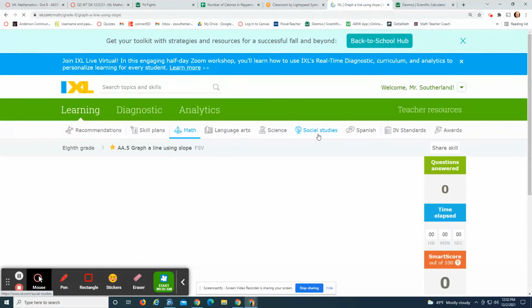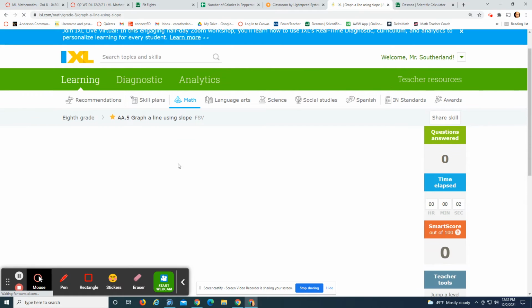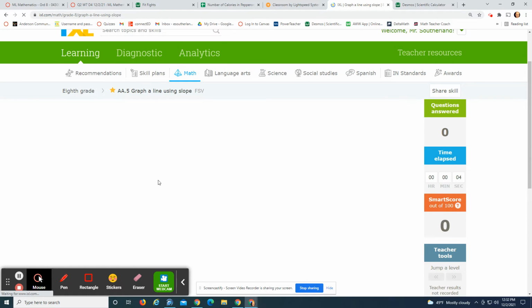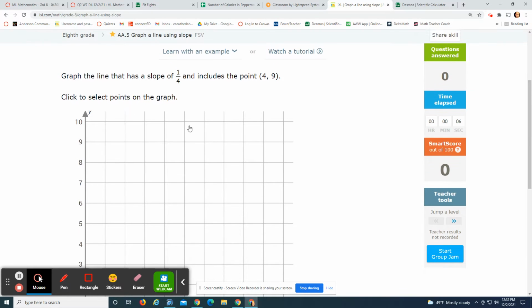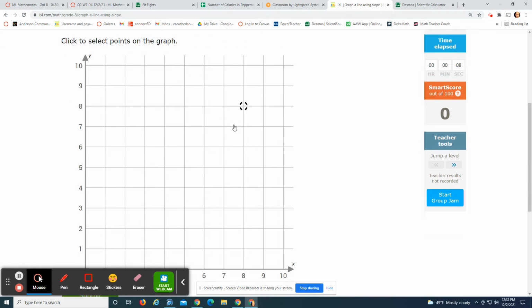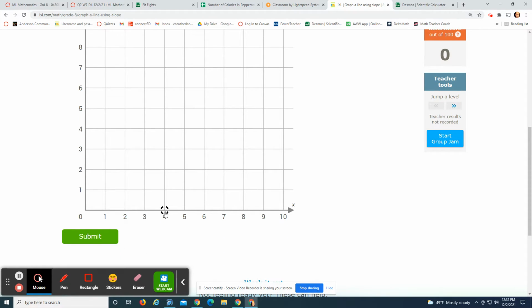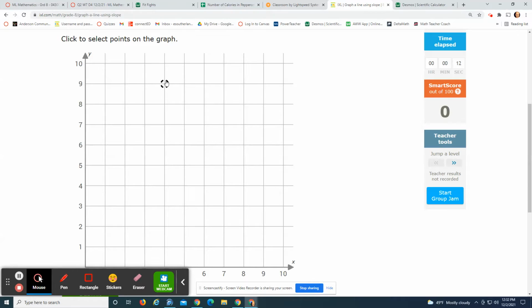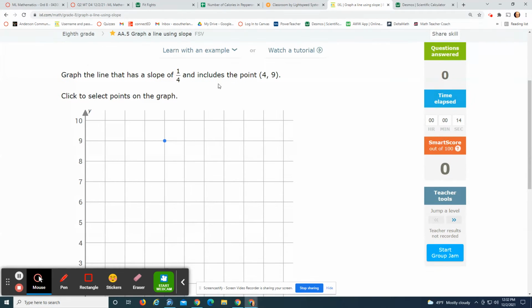AA5 would be graph a line using slope. The first thing you have to do is graph this point 4, 9. So 4, 9 would be, here's 4, go up to 9 and put a dot there. And then it says the slope is 1/4. Remember that slope is always written rise over run.